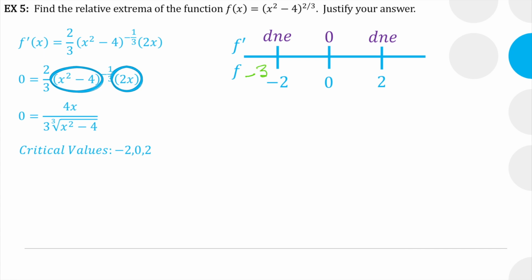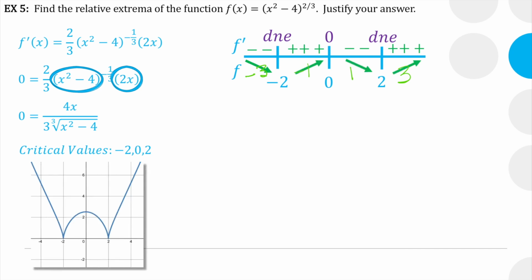checking game again. If I plug in a -3, I'm going to speed this up, I get a negative value. If I plug in -1, I get a positive value. If I plug in 1, I get a negative value. And if I plug in 3, I get a positive value. So my graph is going down, up, down, up. That's what it looks like.